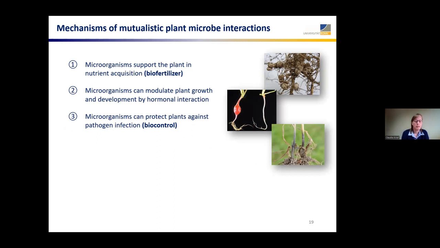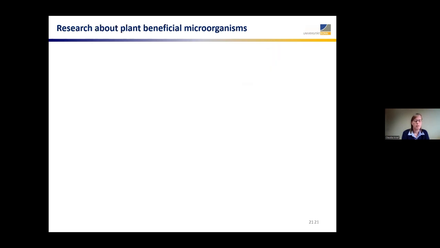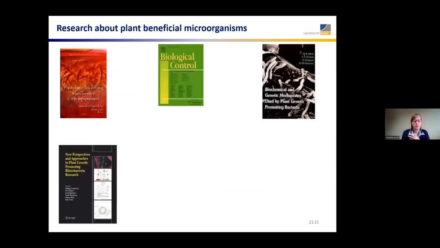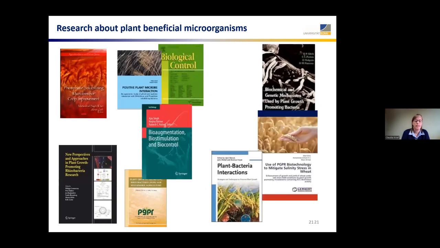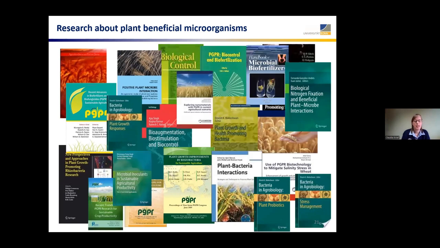The fourth example I will shortly mention here is that microorganisms are also known to help plants overcome stress situations, so to improve stress resistance. So we have apparently different strategies, different mechanisms, by which microbes can help plants to develop as well as possible. Everything I told you now, or many aspects of it, is not that new. There is tremendous literature out there documenting and reporting these mechanisms and the different bacterial strains that are capable of doing so.